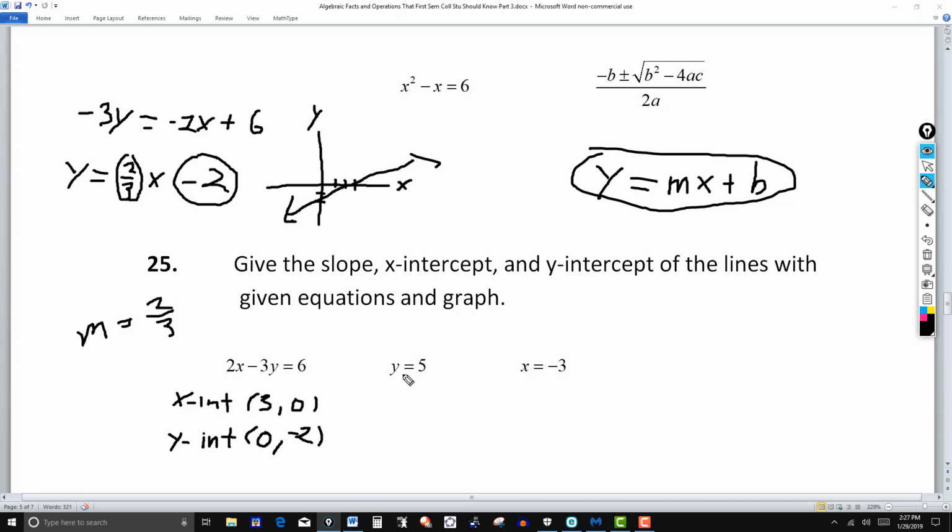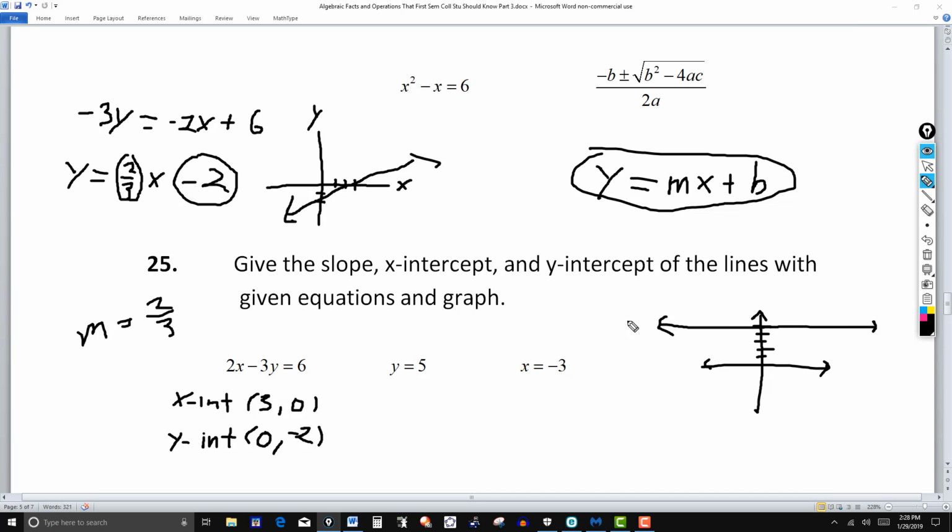Okay, so for y equal to 5, the y-intercept is going to go 1, 2, 3, 4, 5. The y-intercept is 0, 5. Notice there is no x-intercept, because y equal to 5 doesn't cross the x-axis. No x-intercept. And the slope is 0 because the coefficient of the x is 0. So in other words, horizontal lines always have a slope of 0.